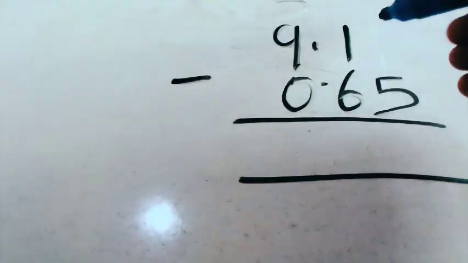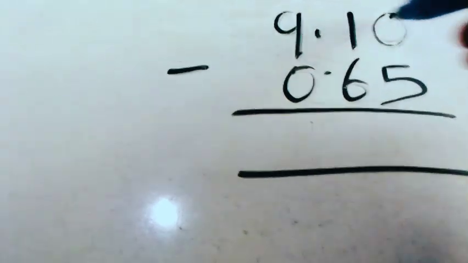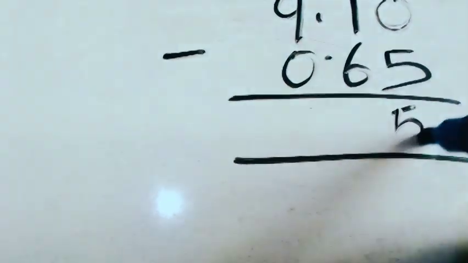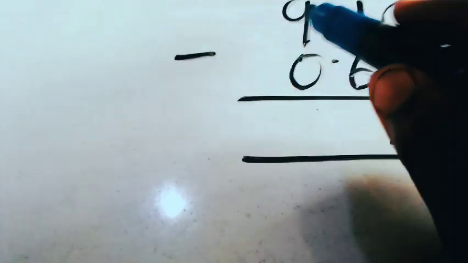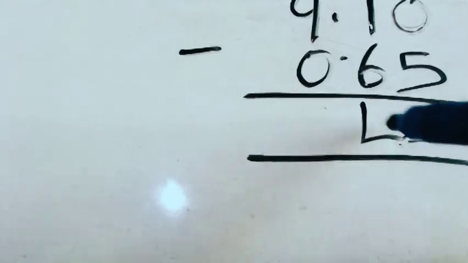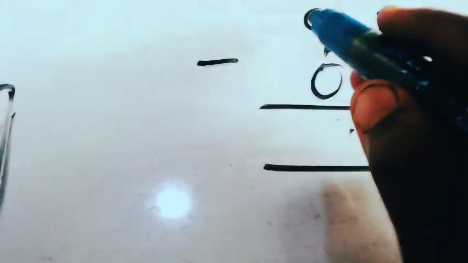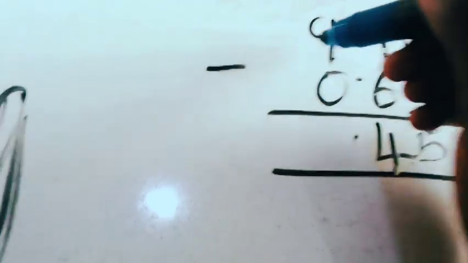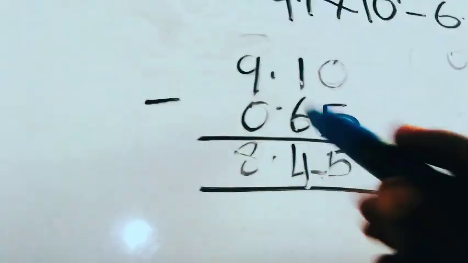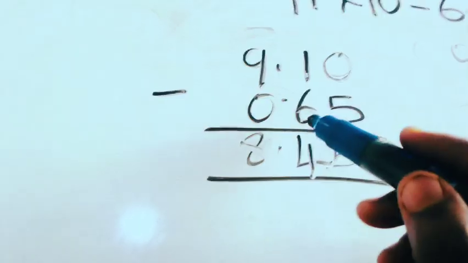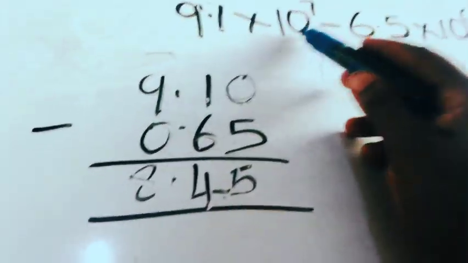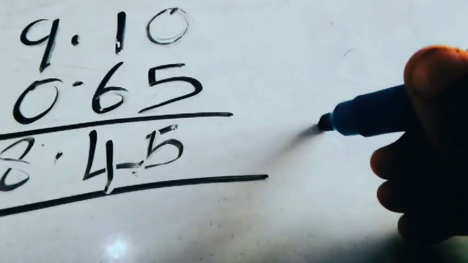Since nothing is here, it is 0. 0 minus 5, it cannot go. I put 1 here. 10 minus 5, it's 5. And here is 0. 0 minus 6 cannot go. I borrow 1 from here and put here. It becomes 10. 10 minus 6 is 4. And I put my point. What is remaining here is 8, because I borrowed 1, this becomes 8. 8.45. So 9.1 minus 0.65 is 8.45. Now I can write the answer using the power of 7.